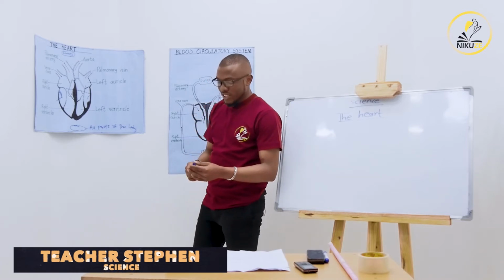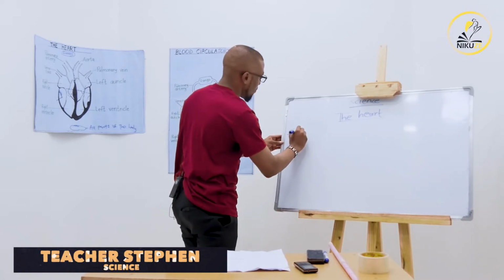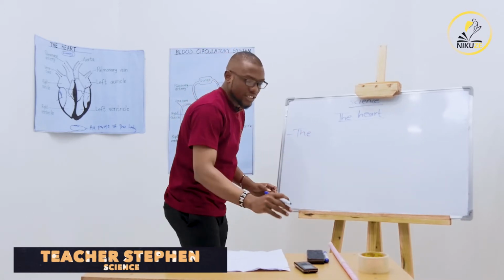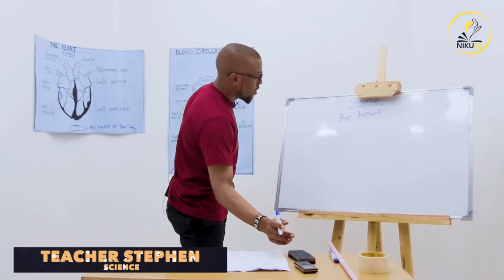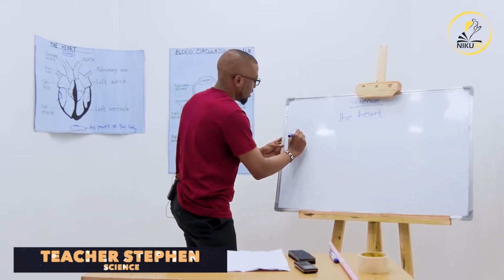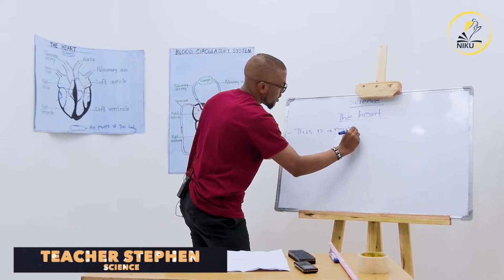Now, just write. The heart is made up of 4 chambers. First, let's define what the heart is. What is the heart? The heart is a muscular organ.